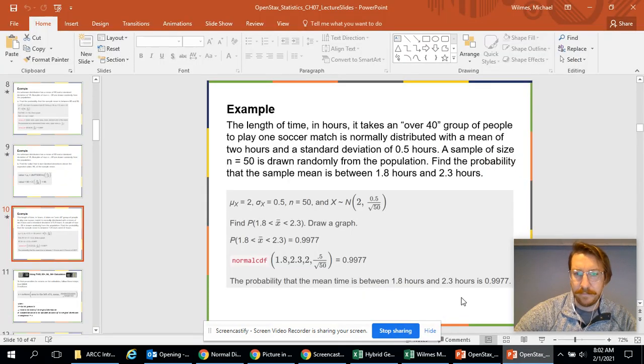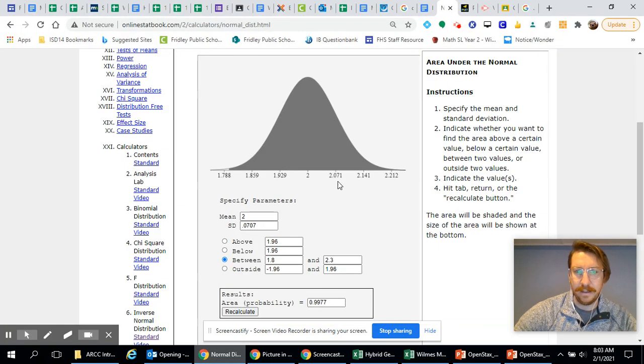So 99.77% of the time, they've played between that many hours, which makes sense because this is a really small standard deviation. And when we make it even smaller with a pretty decent sample size, it gets to be a very narrow window, which we can see here. The graph, you can see our numbers here. 1.8 and 2.3 falls within most of our graph here. So almost 100% of the time.